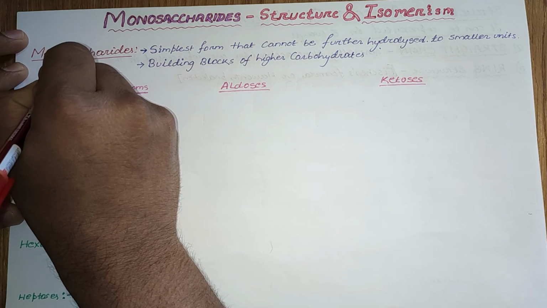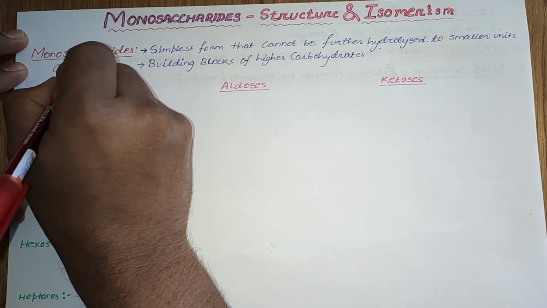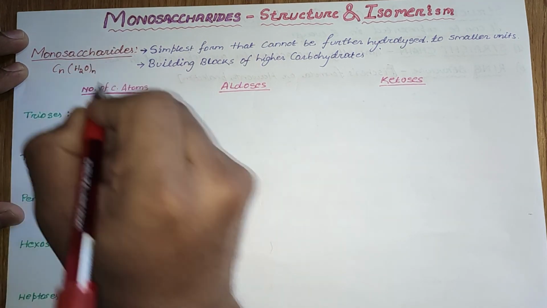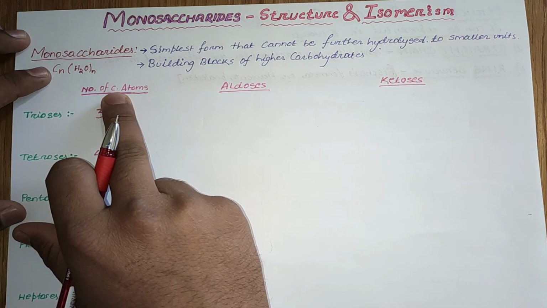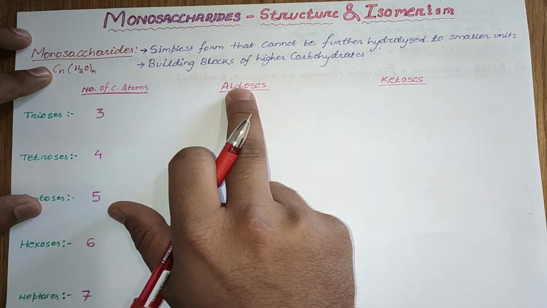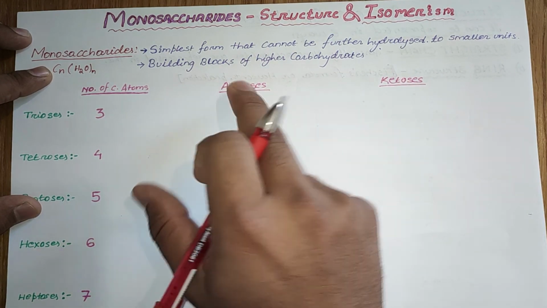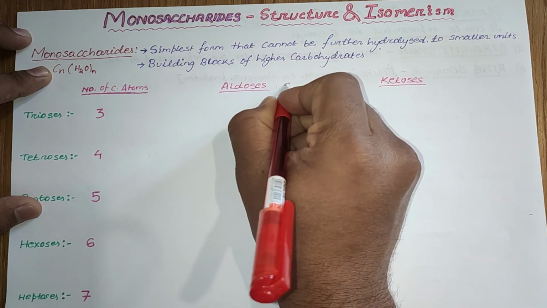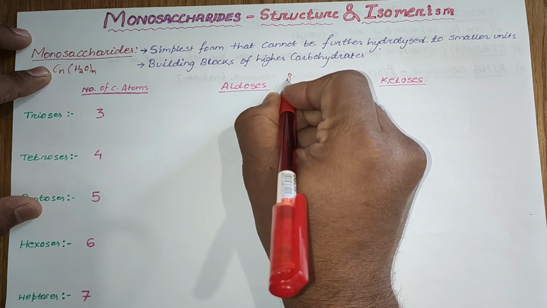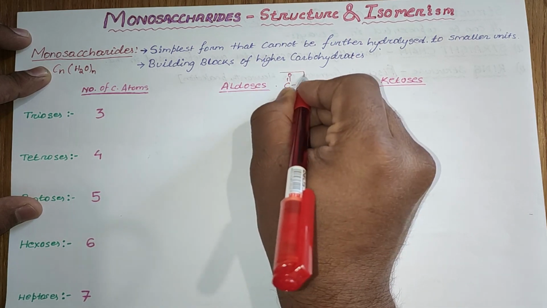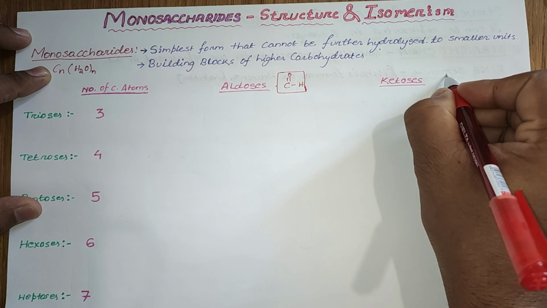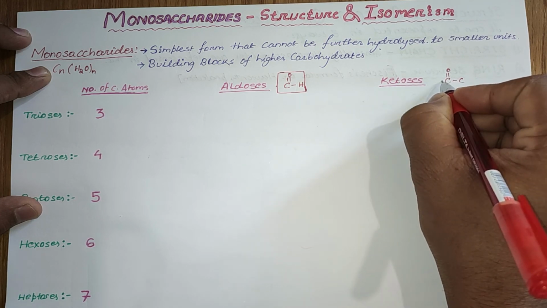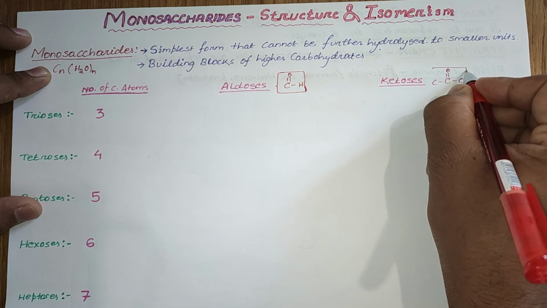What is the empirical formula of monosaccharide that we have learned? It is CnH2O whole n. According to the presence of functional group, it is divided into aldoses and ketoses. Aldoses means there will be the presence of this functional group, and ketoses means there will be the presence of this functional group.